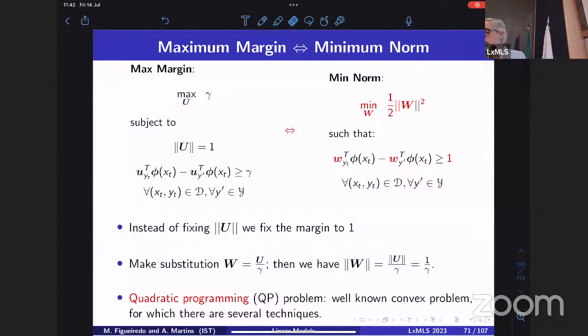It's called a quadratic programming problem. Why is it called a quadratic program? The objective is quadratic, and the restrictions are linear. This is all with respect to W, these are all linear restrictions. I won't go into details at all about how this is solved, just to know that it is possible to solve.